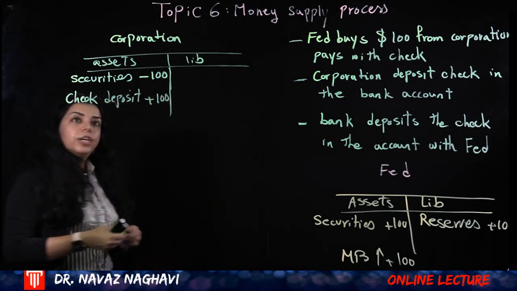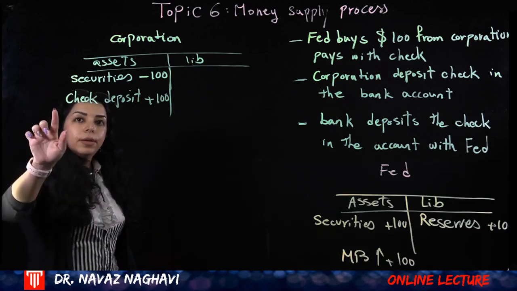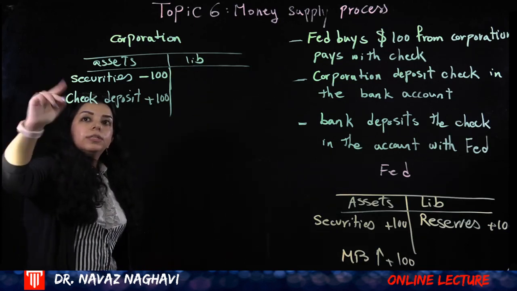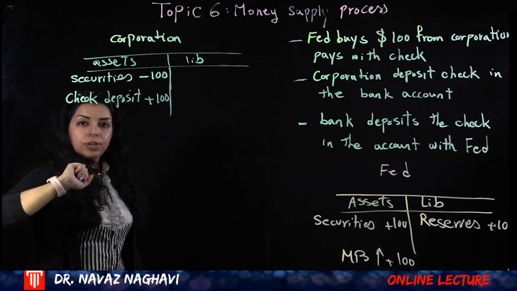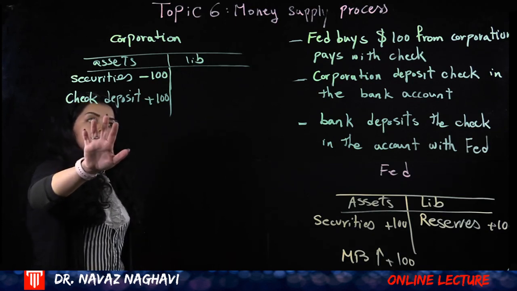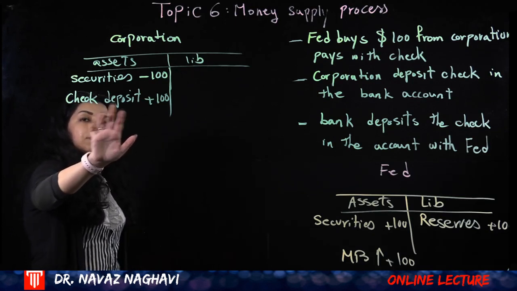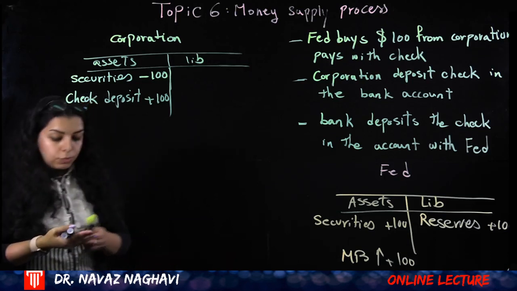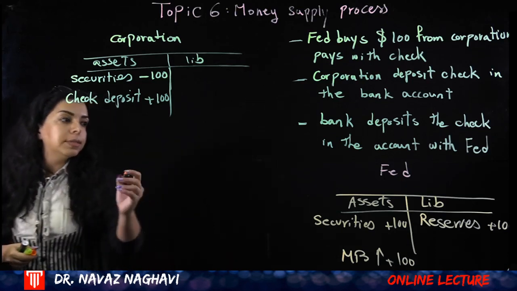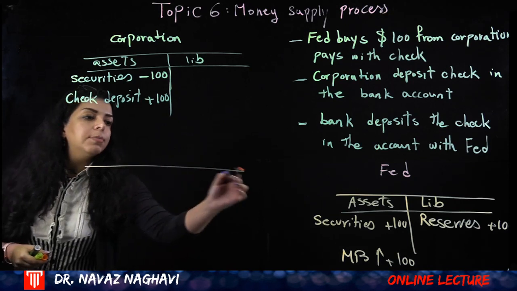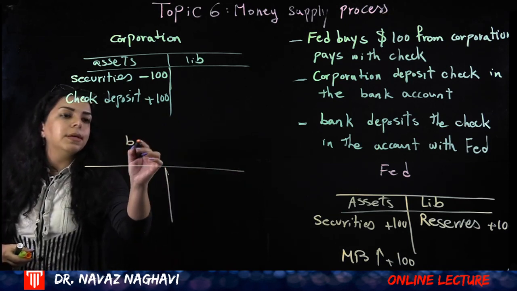So is there any change in the assets of the corporation? No, because only the shape of the assets of the corporation has changed. What has the corporation done? The corporation has deposited this check into the bank account. So that's why we have to discuss the banking system as well.